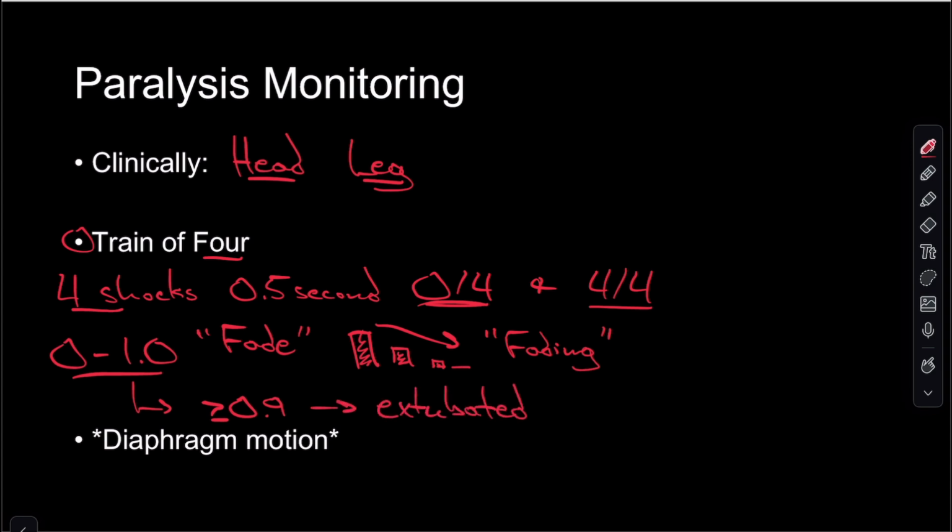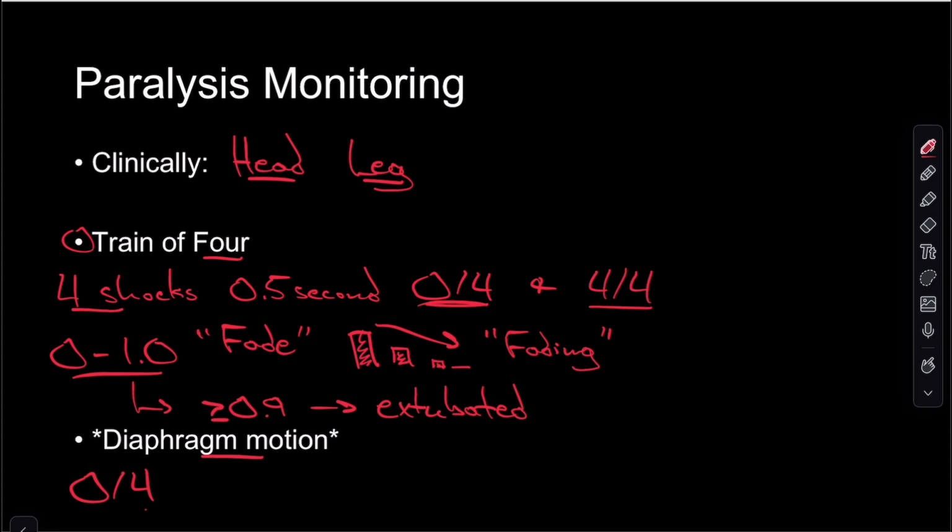And then finally, one question that you could get pimped on is, say you have a patient who's paralyzed. You try to evaluate them using train of 4 on their ulnar nerve, so on their arm, to see if there's any response, and you get 0 out of 4 twitches. So it seems like they should be adequately paralyzed, but there's diaphragm motion.